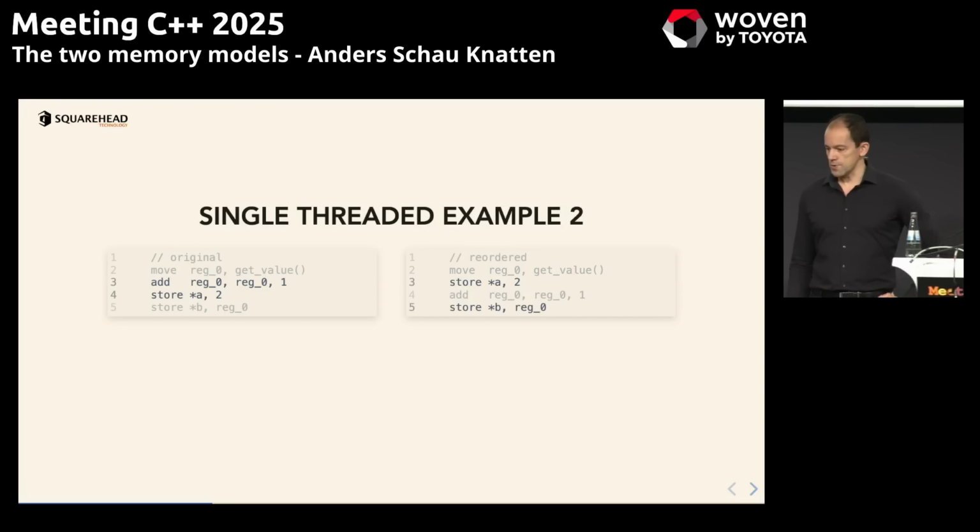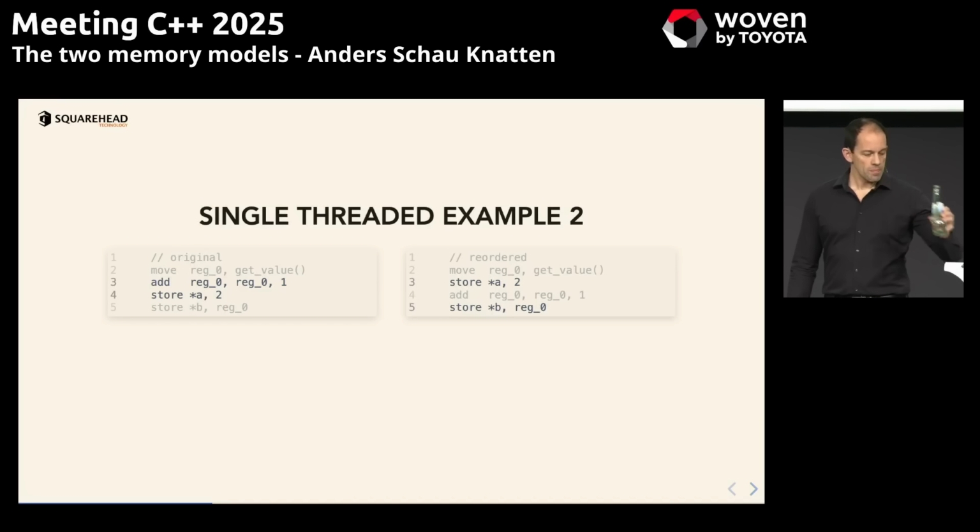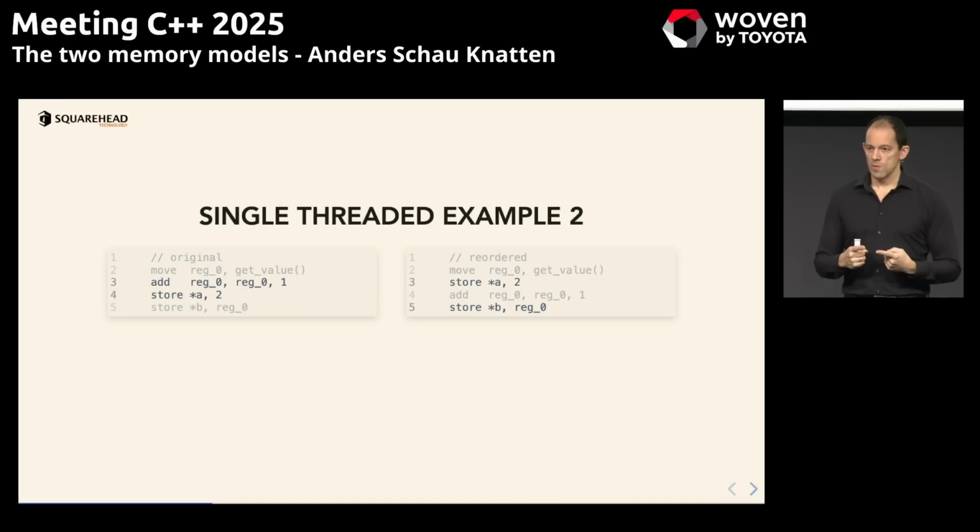What about the two stores? Can we reorder those? They could be the same, yeah? A and B could be pointing to the same memory location. And if they do that, we must make sure to do these in order, because now it's supposed to hold the value of register 0. If you swap the order of these stores, it's going to suddenly hold the value 2 instead, if A and B are pointing to the same place.